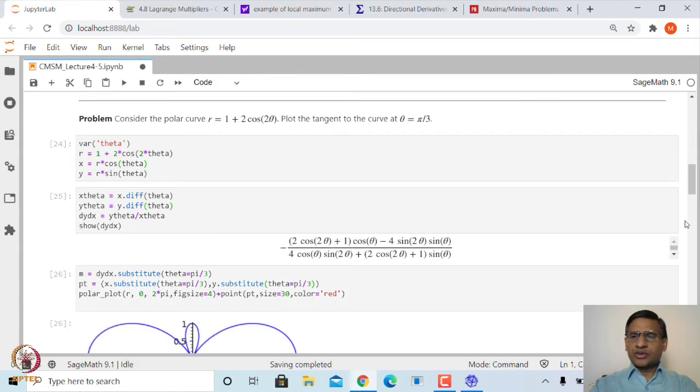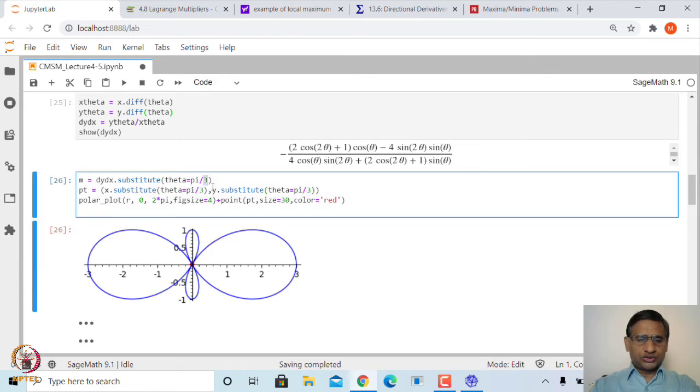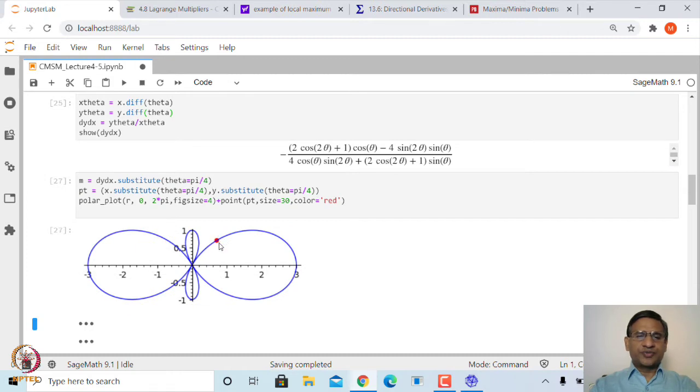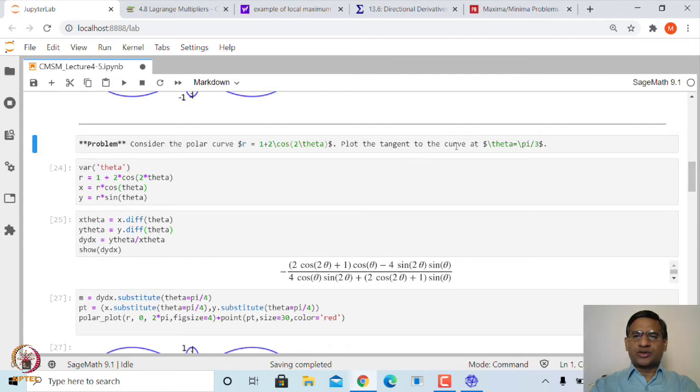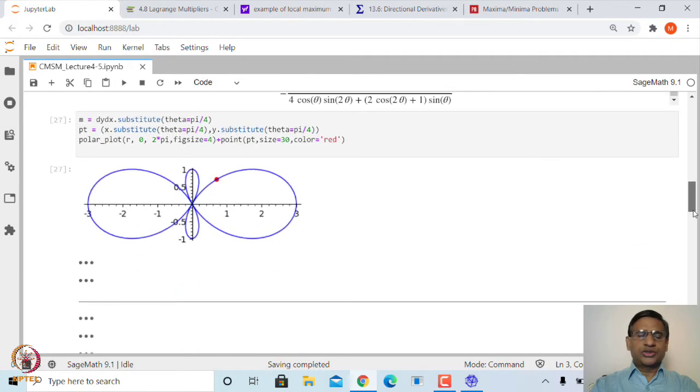Yeah, and then what are we doing? So, pi by 3 is somewhere here. So, that is not, it is at the origin. So, let us make it pi by 4, pi by 4 everywhere. So, we are plotting the slope at theta equal to pi by 4 and the point at this point. So, this is the point at pi by 4. Let me change this problem, instead of theta equal to pi by 3, let me make it pi by 4. So, here is the graph of this curve along with the point.